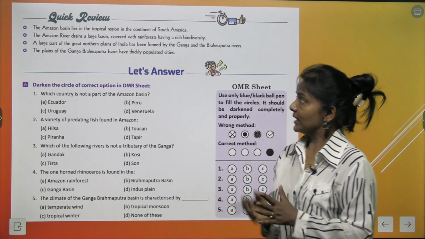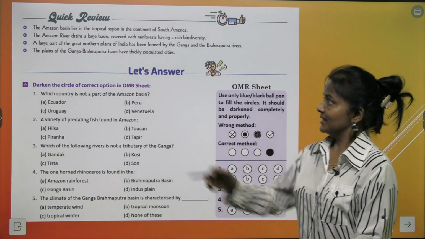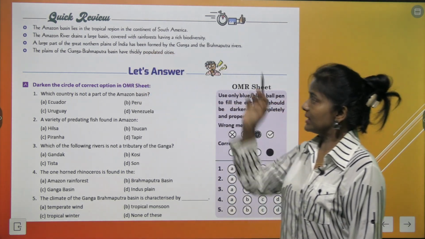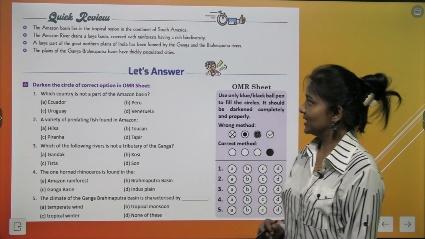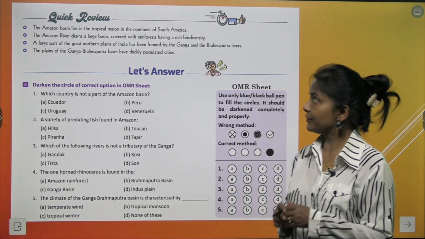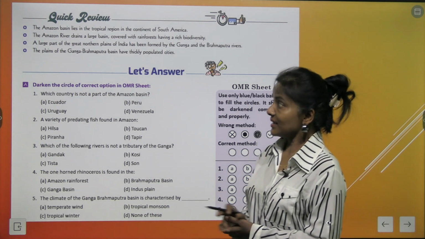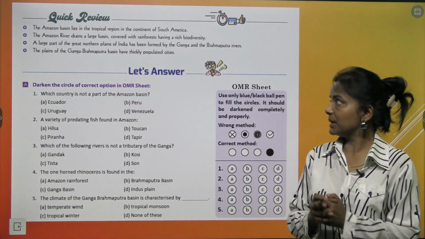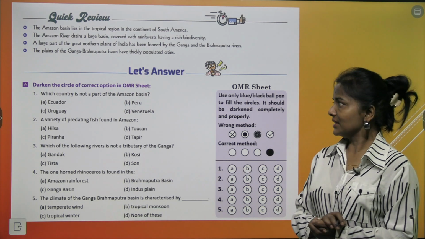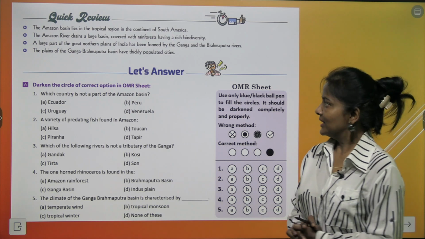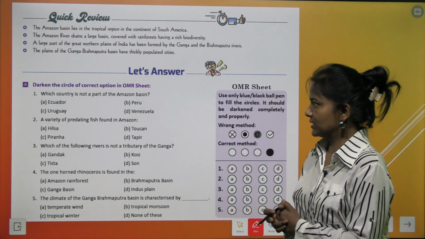The Amazon basin lies in the tropical region in the continent of South America. The Amazon River drains a large basin covered with rainforest having a rich biodiversity. A large part of the great northern plains of India has been formed by the Ganga and the Brahmaputra rivers. And lastly, the plains of the Ganga-Brahmaputra basin have thickly populated cities. Fine, children? I hope you understood the chapter. So now, children, let's darken the circle of correct option in OMR sheet.